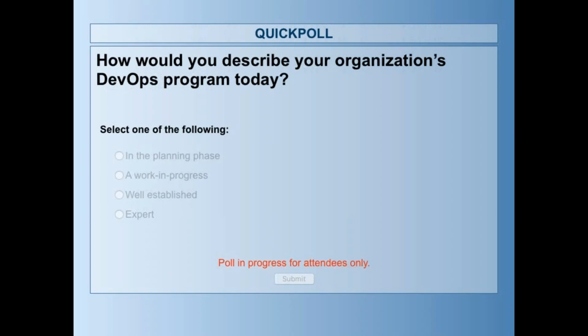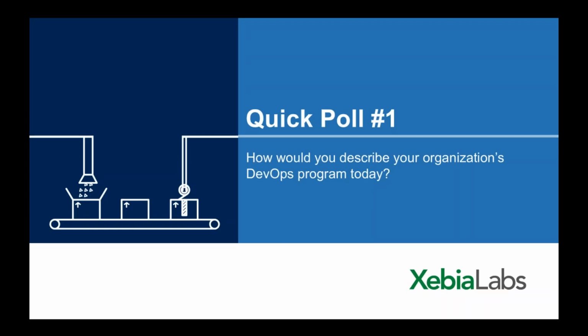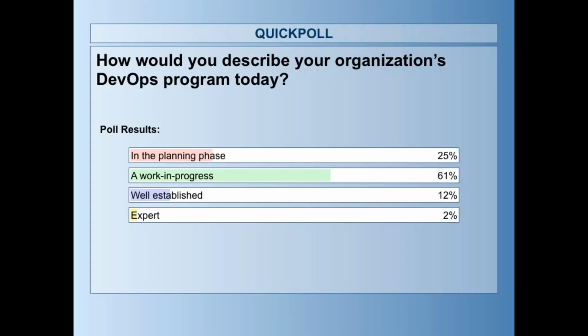So once we get a few of the answers collected, I'll see some results. Great. Okay, so it looks like we've got a pretty good spread there. About a quarter of you are considered sort of in the planning phase, that's great. That means you're doing your homework now and you're starting to figure out how you can improve some of these processes in your organization. Vast majority, we say, in this kind of work in progress state.